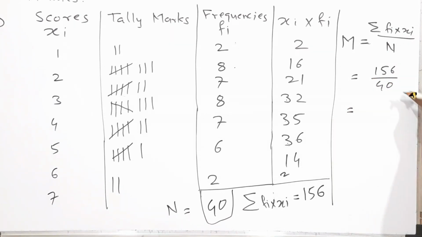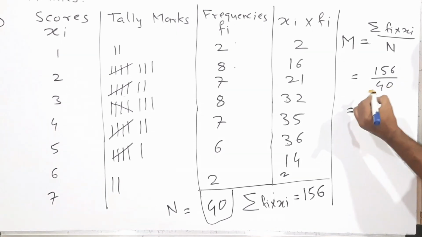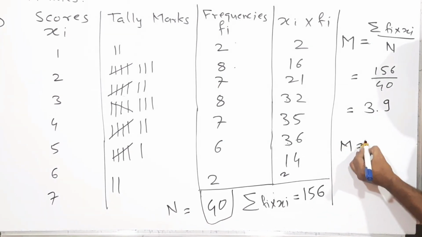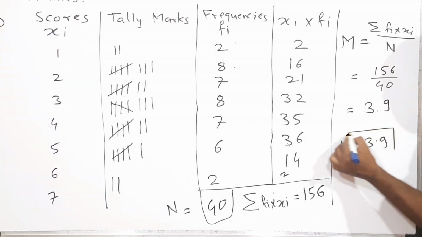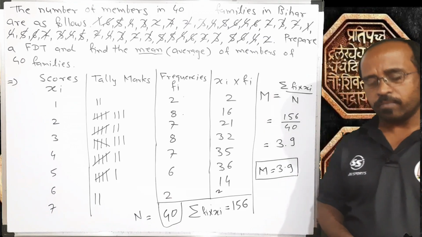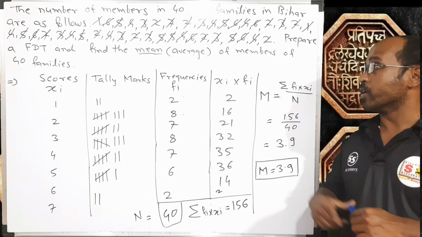So let's divide. 40 threes are 120. So 156 minus 120. Remember, remainder is 36. Number finished, so decimal point. 36, 0 on 36, 360. 40 nines are 360. So 3.9. Mean or average is equal to 3.9. There are 3.9 average people in the family, in the Bihar, according to this survey.